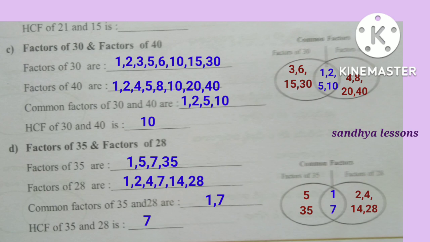D problem. Factors of 35 and factors of 28. Factors of 35 are 1, 5, 7, 35. Factors of 28 are 1, 2, 4, 7, 14, 28. Common factors of 35 and 28 are 1, 7. HCF of 35 and 28 is 7.